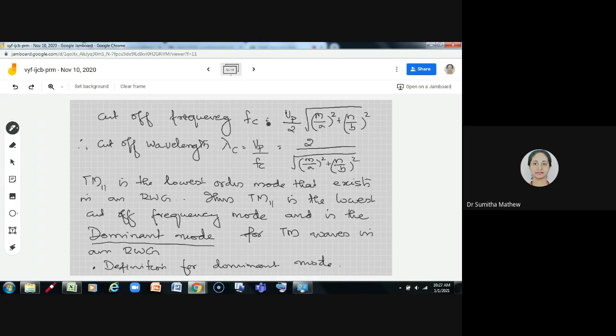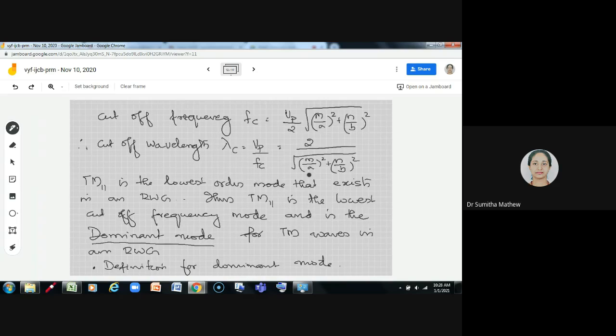So Vp by Fc is wavelength. You find out from this expression that Vp by Fc is 2 by root of (m by a) whole square plus (n by b) whole square. So cutoff frequency and cutoff wavelength can be calculated. And we also have seen that TM11 is the lowest order mode that exists.